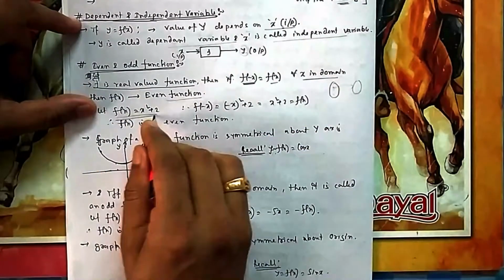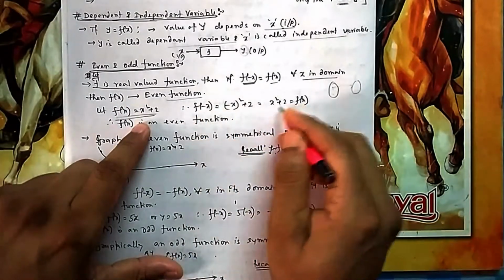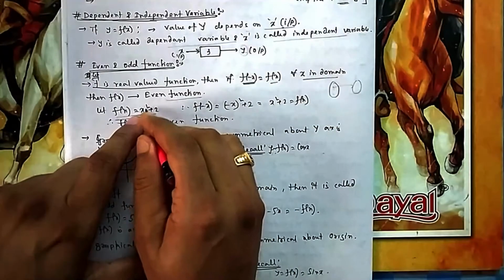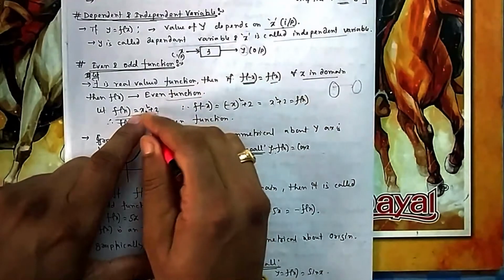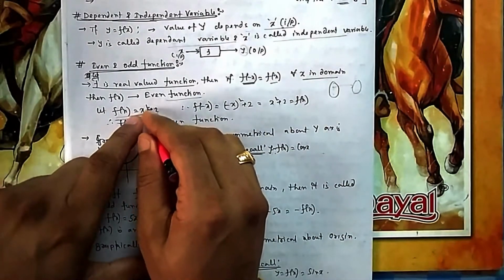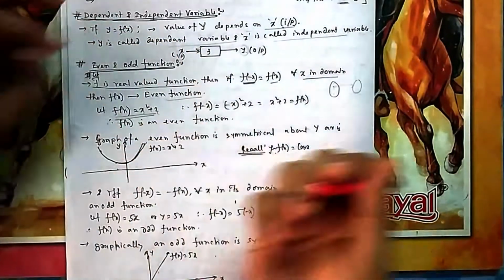One example is f(x) equal to x square plus 2. Now if you put minus x also, it will still remain x square plus 2, the original function. Suppose if you put 2, then output is 4 plus 2, 6. If you put minus 2 also, then also output is 6. For 3, the output is 9 plus 2, 11. For minus 3 also it is 11. For every x in the domain, the output remains same.